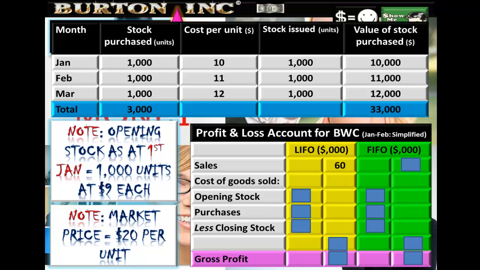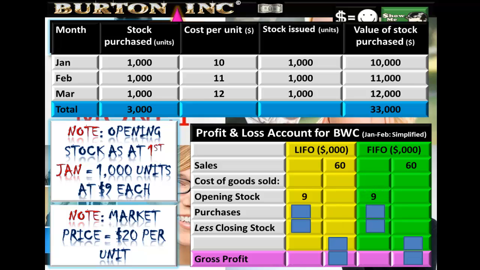Sales, 60,000. We can see that we've issued 1,000 in January, February and March, 1,000 each of those months. That's 3,000 times $20 per unit, 60,000 there. Across to cost of goods sold. Oh, sorry, FIFO. The figure does not change. Opening stock, we've been given that in the first note. Opening stock is at the 1st of January, 1,000 units at $9 each. That's $9,000. That's the same for FIFO.